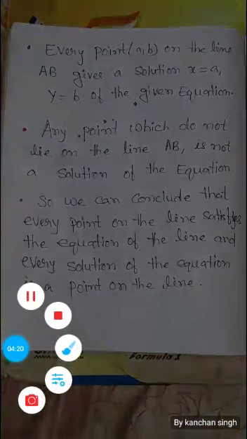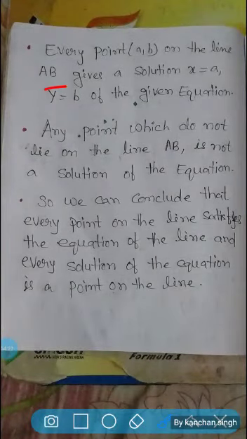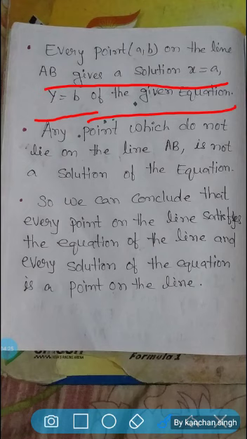Every point on the line AB gives a solution x equals a, y equals b of the given equation. And whatever point you get on a straight line, for x and y, that will be the solution of the given equation. In this topic, our equation is x plus 2y equals 6. So see, (0, 3), (2, 2), (4, 1) and any other value you take, all will be solutions.